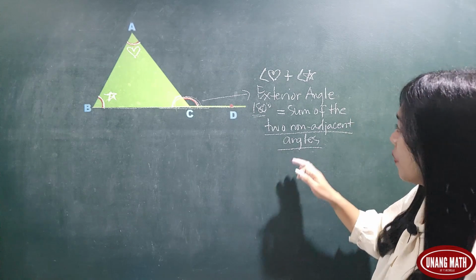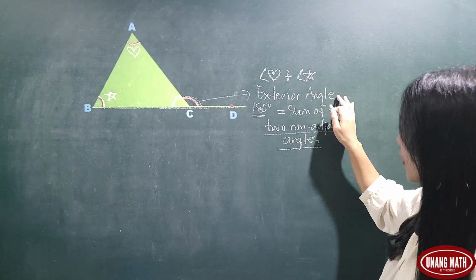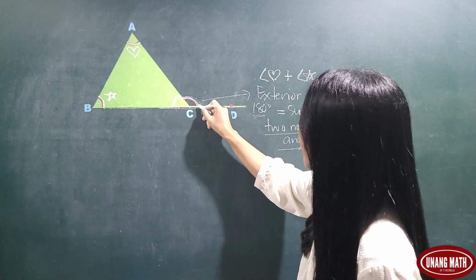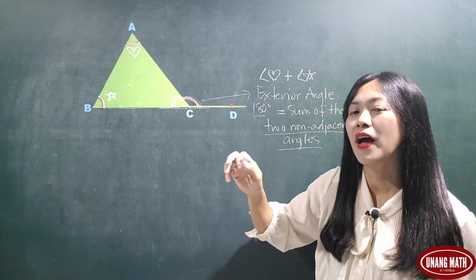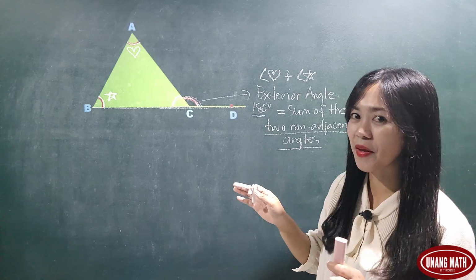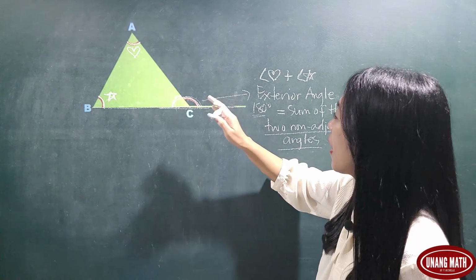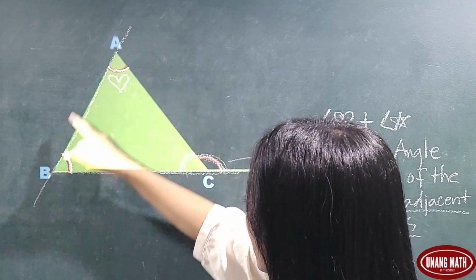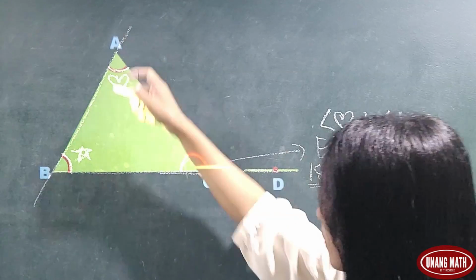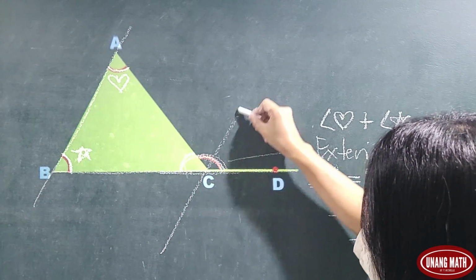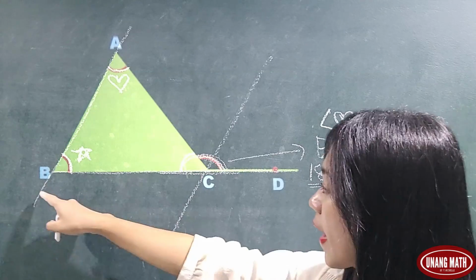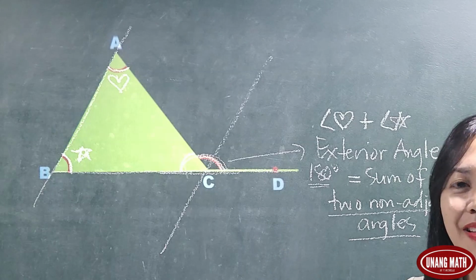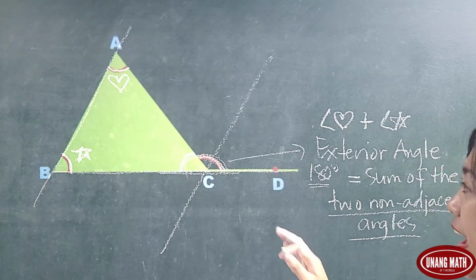If you don't know the property of the exterior angle, you can get its measure by following the concept about parallel lines. How will that be? We have to draw a helping line parallel to this line. So these two lines are parallel, and then we will use the concept of corresponding angles and alternate interior angles.